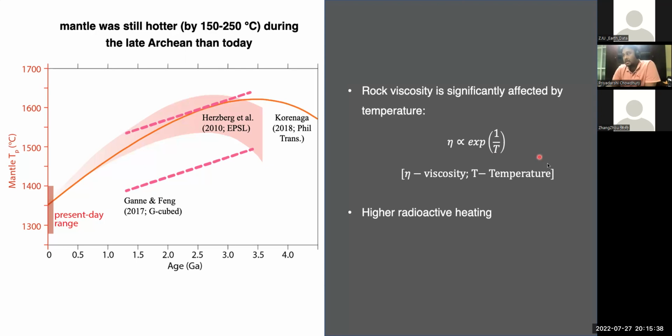People thought, okay, if we have high mantle temperature conditions, then we may have lower viscosity. And why this temperature should have been higher in these cases: it's mostly the radioactive heat and also the higher accretion heat content of that time.